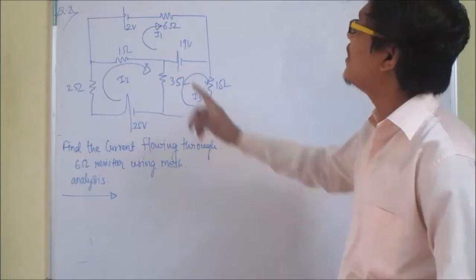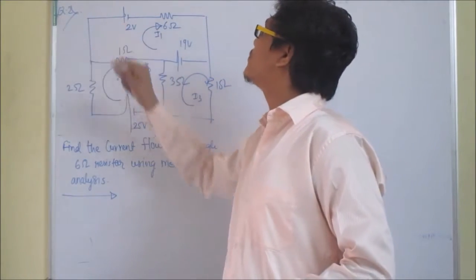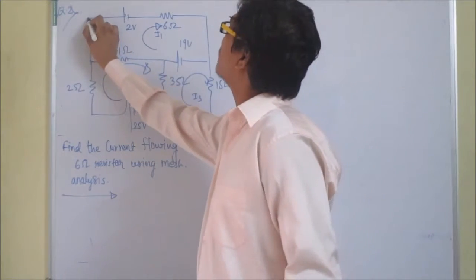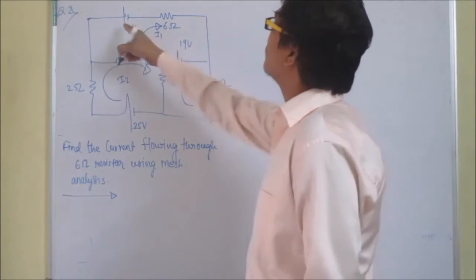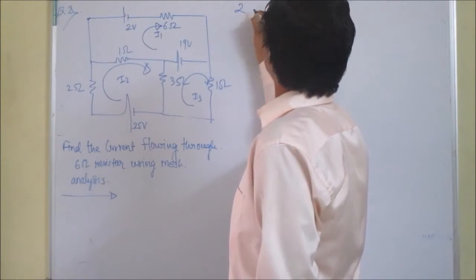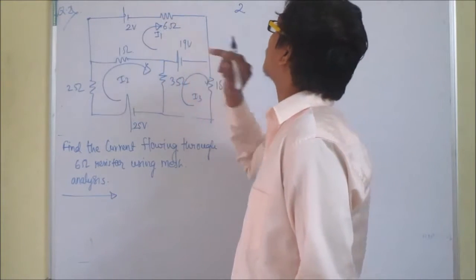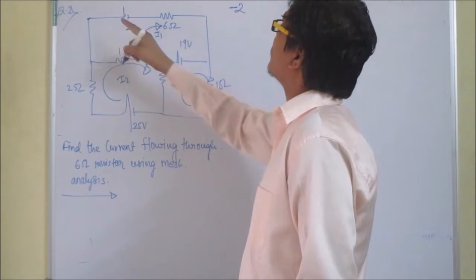Now first of all, applying KVL in loop 1. This is actually 2 volts. So starting from this point, and I will again come here to here. Now see, there is 2 volts. As we are going from positive potential to negative potential, what is there? There is a potential drop. Therefore, I will write this in negative.